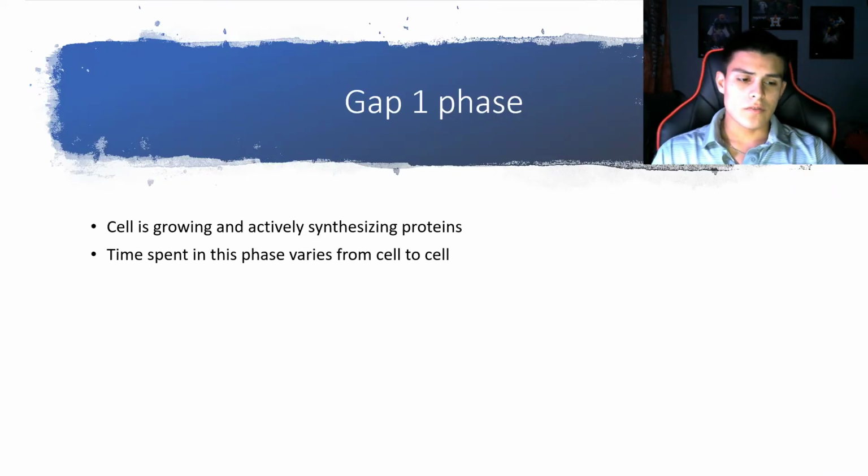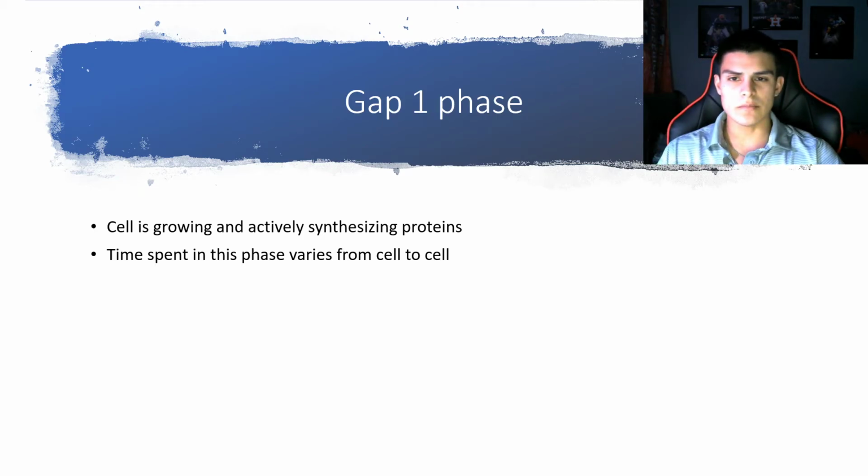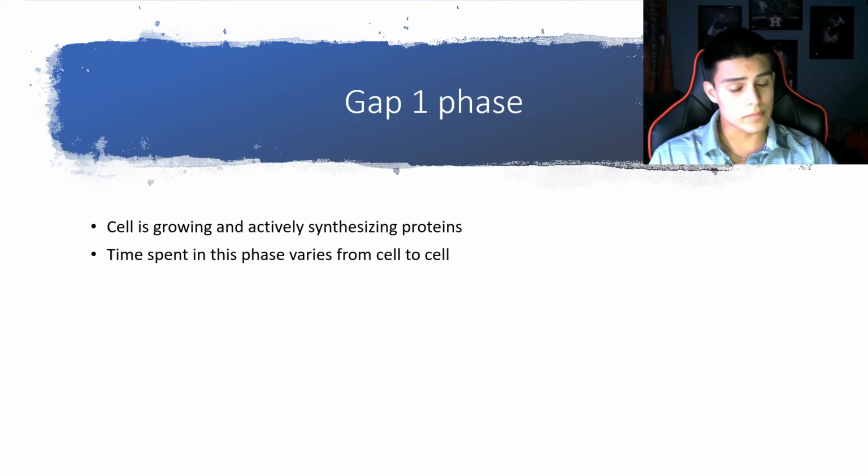So we'll start with the first phase within the interphase, which is actually called a subphase, which is the gap 1 phase. In this phase, the cell is growing and actively synthesizing proteins. Time spent in this phase varies from cell to cell. It could be a minute, an hour, day, week, or a month. It depends on the cell.